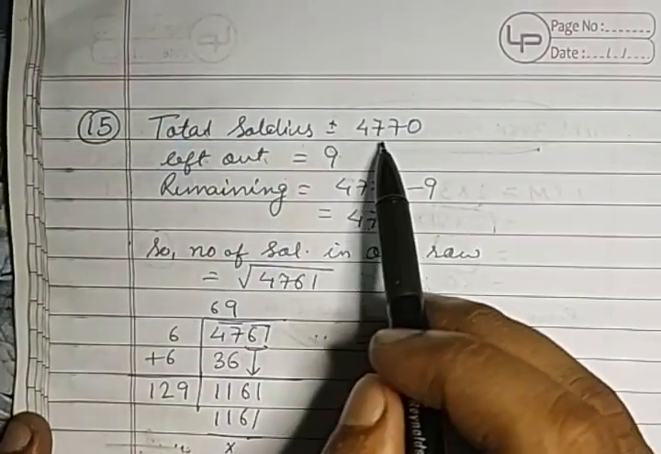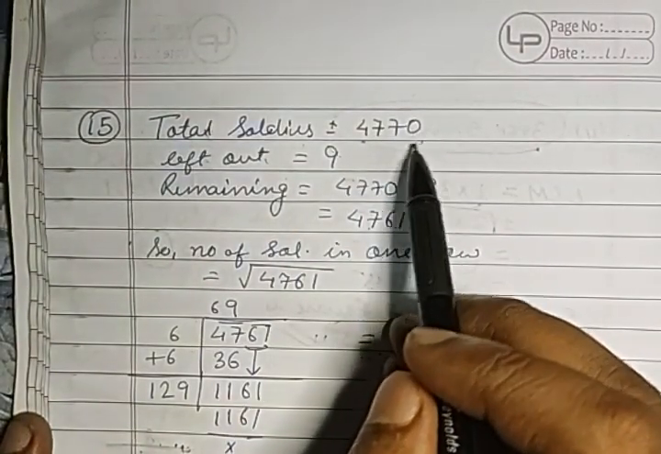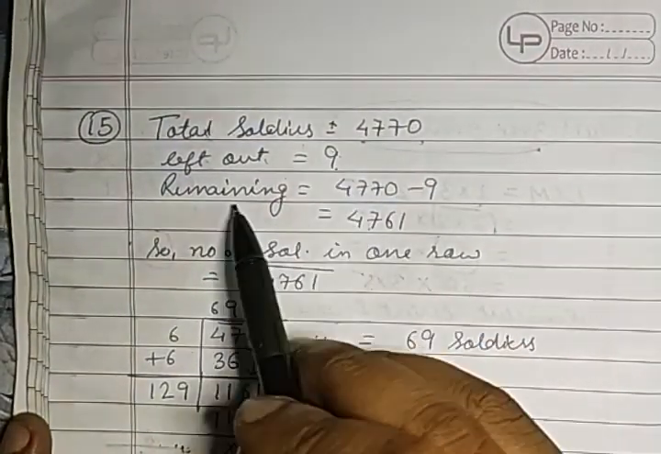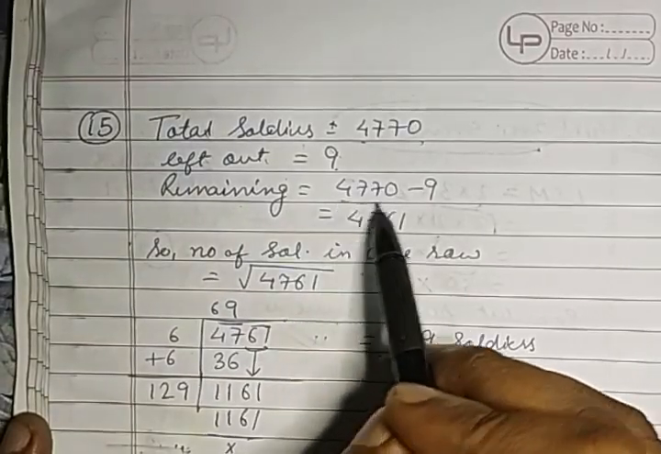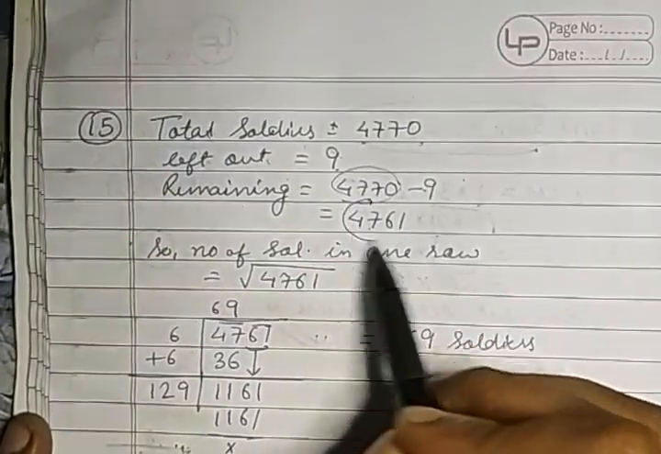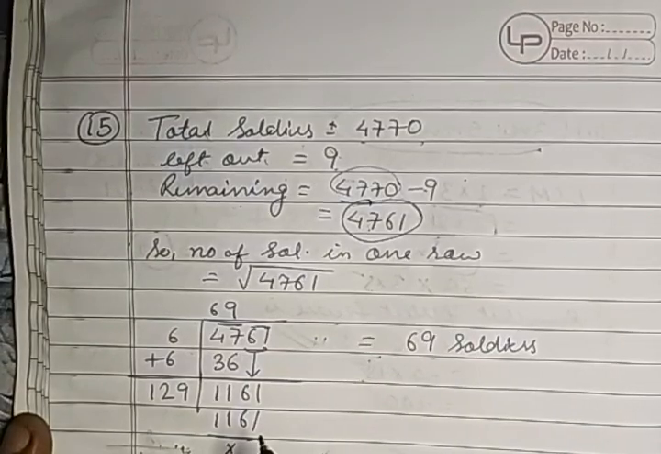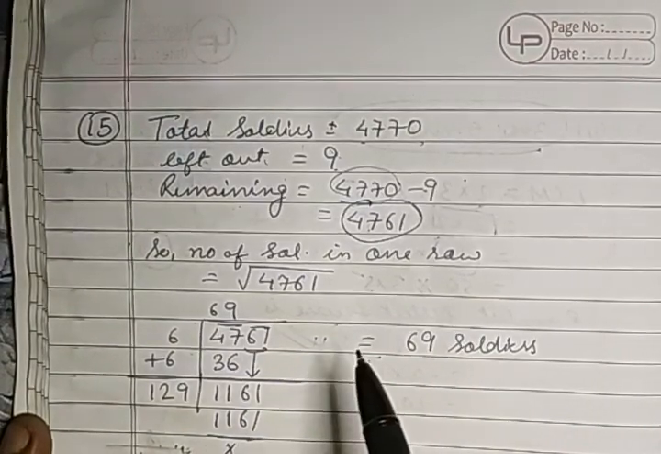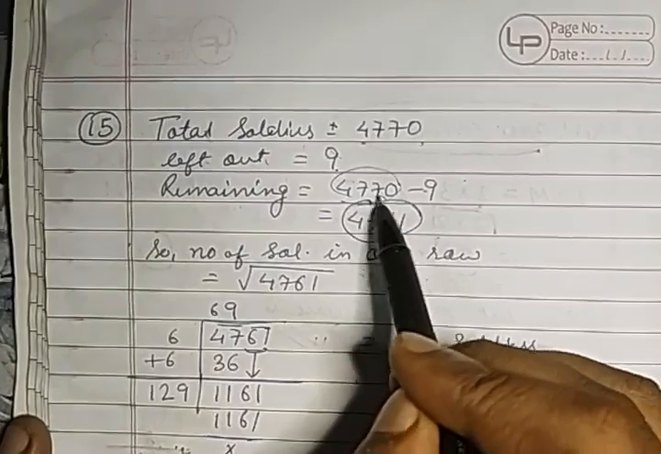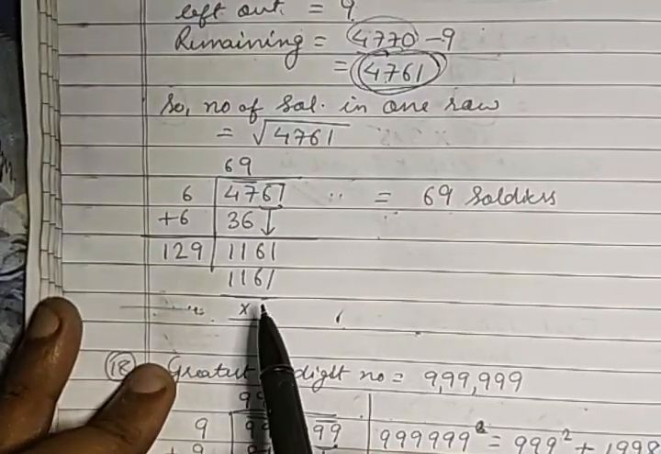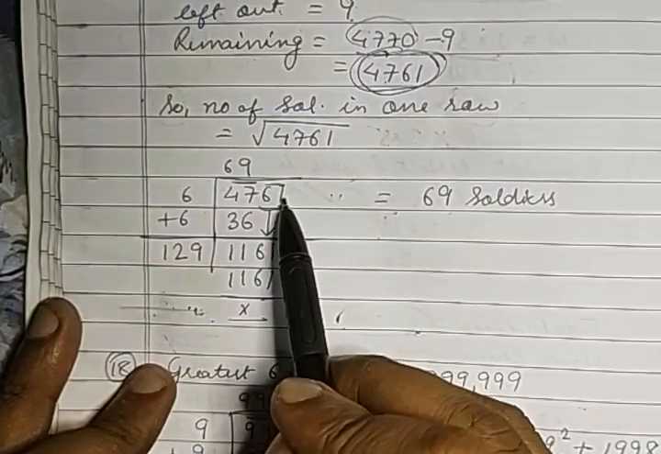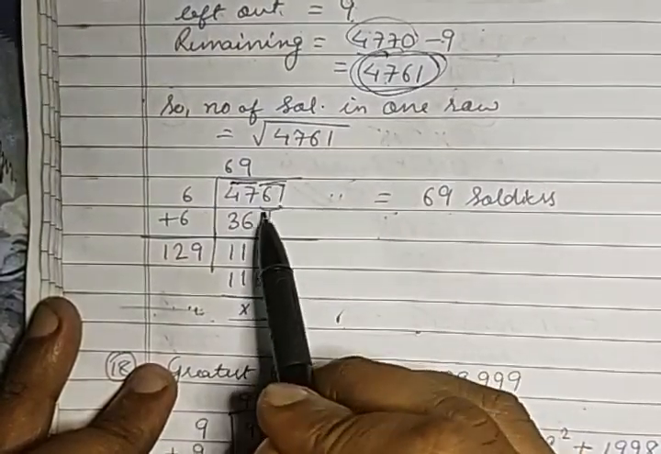So the total number of soldiers is 4770, but left out are 9. So how many are remaining? 4770 minus 9, 4761 soldiers are there in the square. So simply we have to find out the square root of this. I have used the division method to find out the square root over here. So 4761, I have made it pairs 47 and 61.